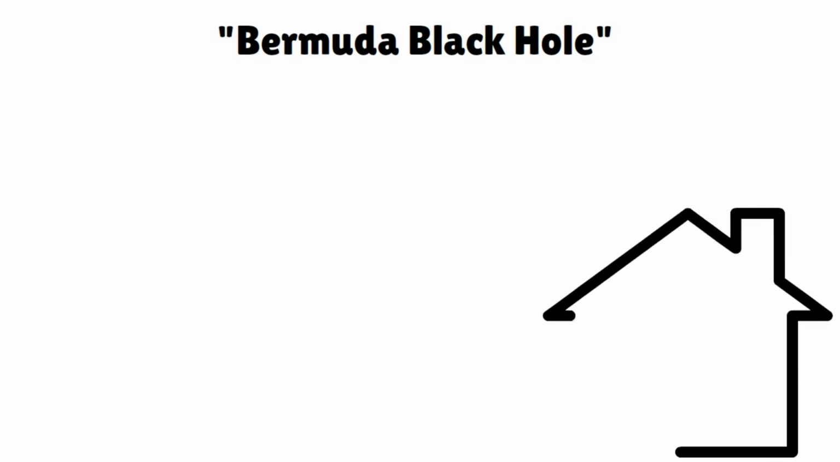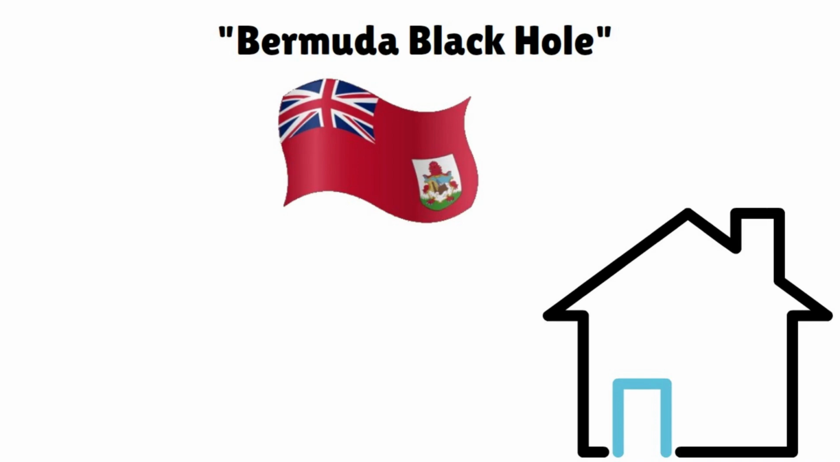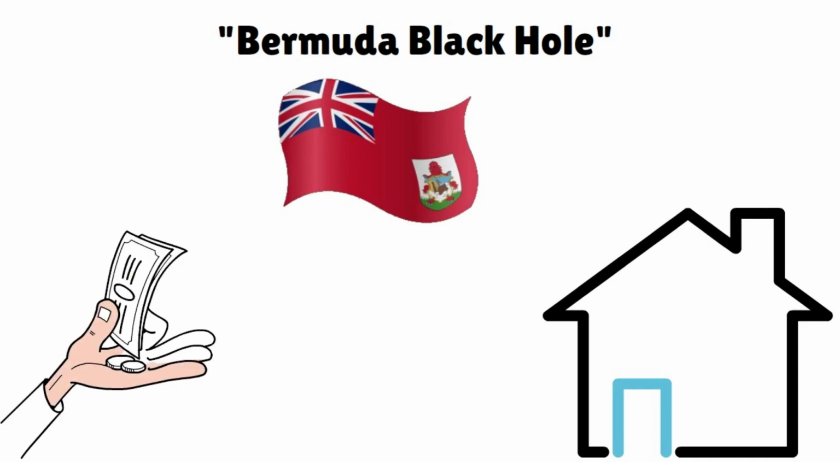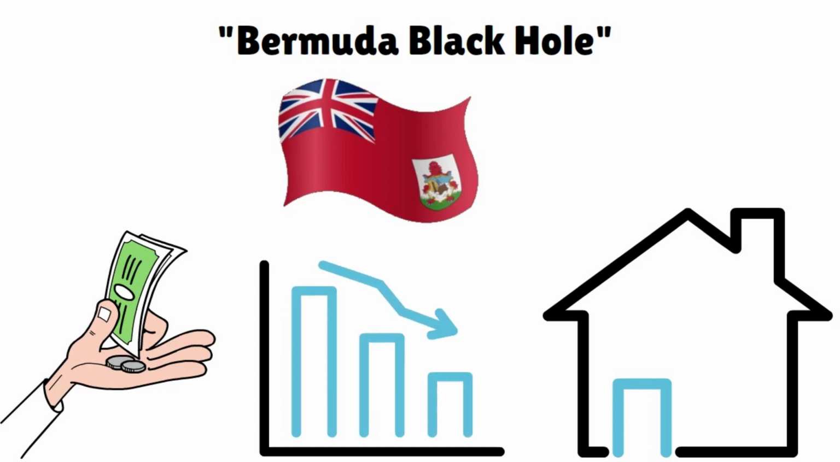This practice allows companies to minimize withholding taxes or exploit other tax benefits provided by tax treaties. Bermuda black hole. The term Bermuda black hole refers to the use of Bermuda as a tax haven where profits are routed through Bermuda-based entities to take advantage of its favorable tax regime. This practice can result in a significant reduction in overall tax liabilities for multinational corporations.